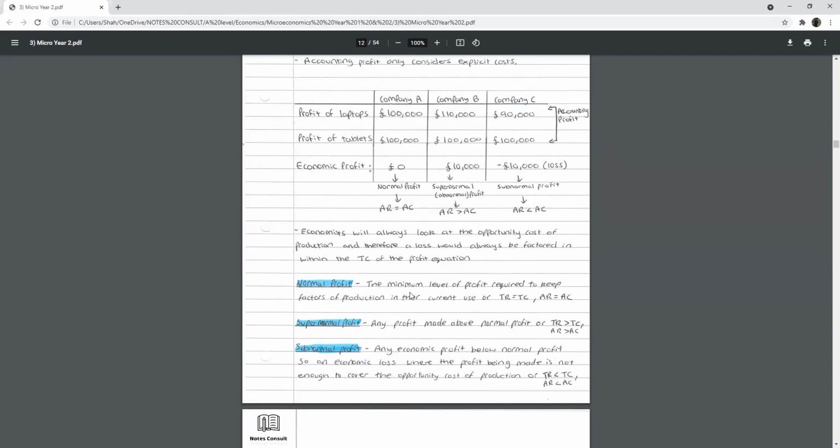So normal profit is the minimum level of profit required to keep factors of production in their current use. So this is either when total revenue is equal to total cost or average revenue is equal to average cost, same thing. Supernormal profit is any profit made above normal profit, so AR is bigger than AC. Subnormal profit is any economic profit below normal profit, so an economic loss where the profit being made is not enough to cover the opportunity cost of production. But just know these definitions. We're going to represent these different kinds of profits today.